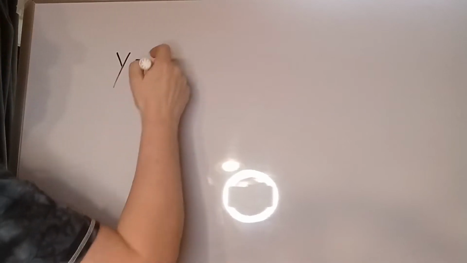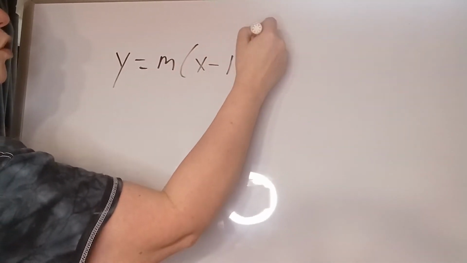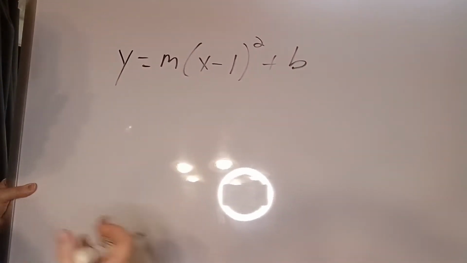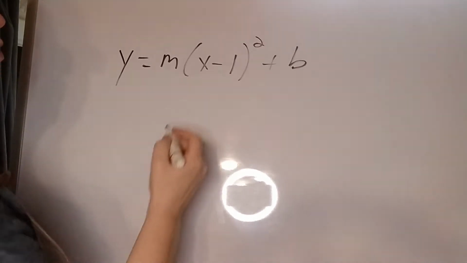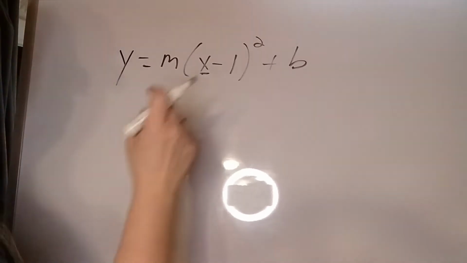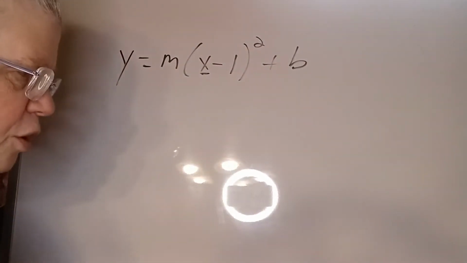All right, let's look at an equation. We have y equals m times (x minus 1) squared plus b. It's a variation of the equation of a line. All right, how do we solve this equation for x? There's lots of stuff going on in this, but there's a series of steps that you want to take.